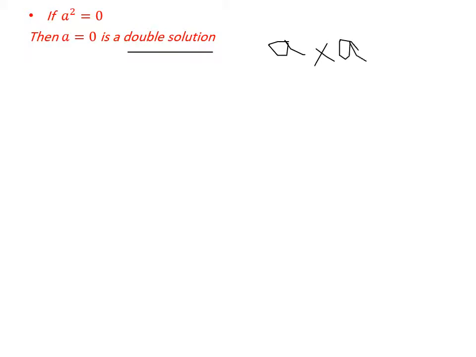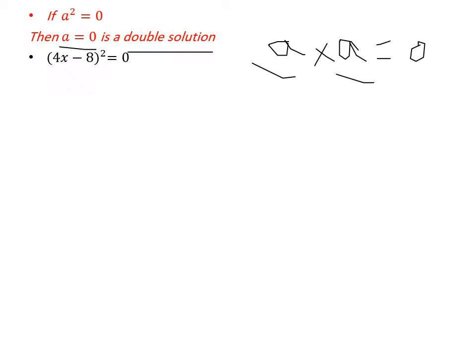And now we have talked about the zero property. The zero property tells us if we have something times something equals 0, it means either the first one equals 0 or the second one equals 0. So a equals 0 or a equals 0. But they are the same, a equals 0. So we say a equals 0 is a double solution. It's found twice, but we write it only one time because it is the same. So an example: 4x minus 8 all squared equals 0.